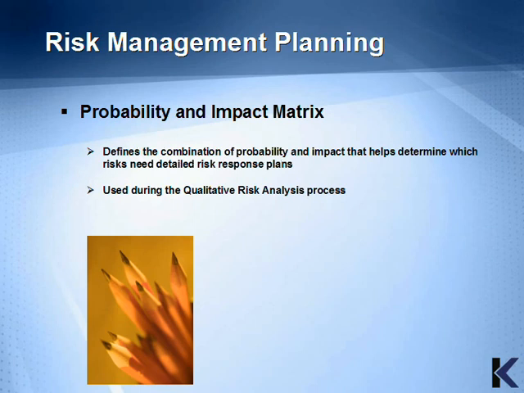The probability and impact matrix defines the combination of probability and impact that helps determine which risks need detailed risk response plans. The matrix is a definition of what will be used on the project and is not the content itself. The content is defined during the qualitative risk analysis process.